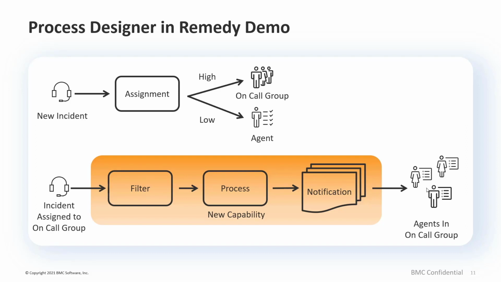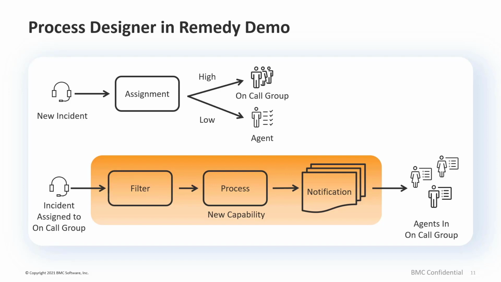And that notification will include a link to the PWA page in order for the first person in the group to pick it up, respond to it, assign the incident to themselves, and then once that assignment happens, then another filter will be used to fire another process that will then send a notification to each of the agents in the group, letting them know that the assignment was created.